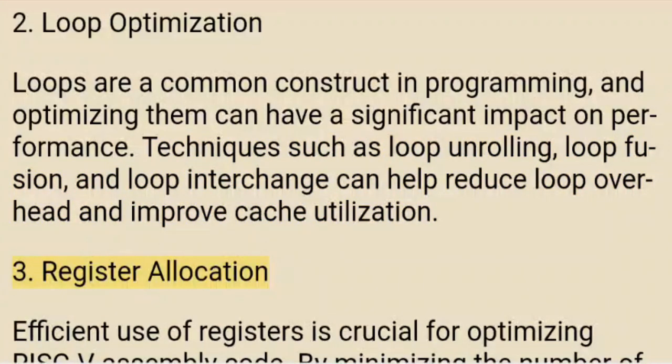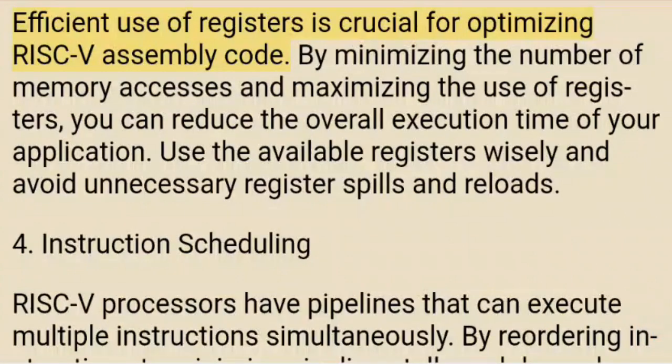3. Register allocation. Efficient use of registers is crucial for optimizing RISC-V assembly code. By minimizing the number of memory accesses and maximizing the use of registers, you can reduce the overall execution time of your application. Use the available registers wisely and avoid unnecessary register spills and reloads.